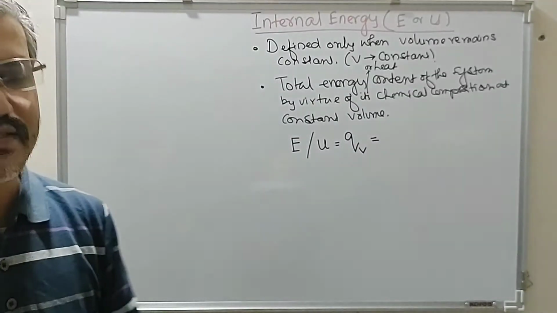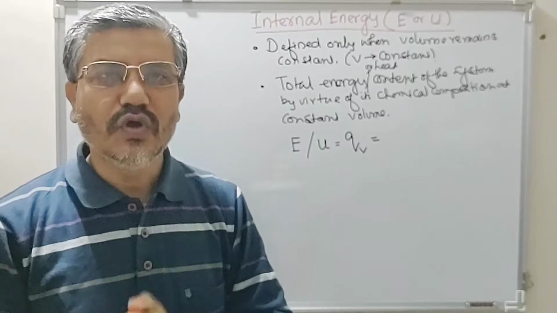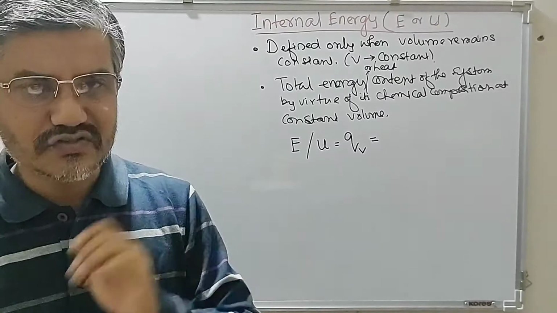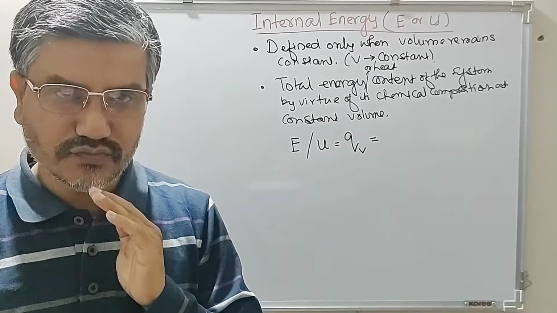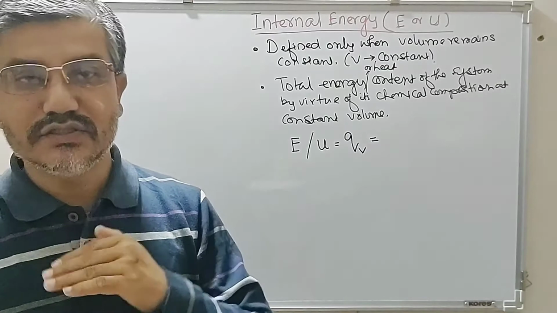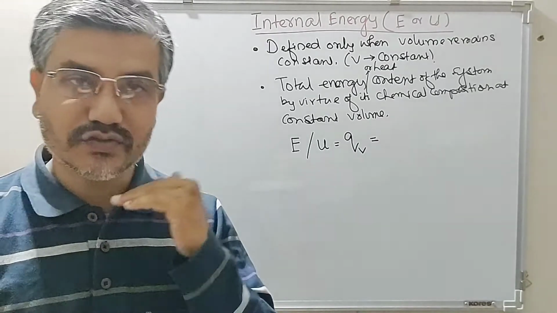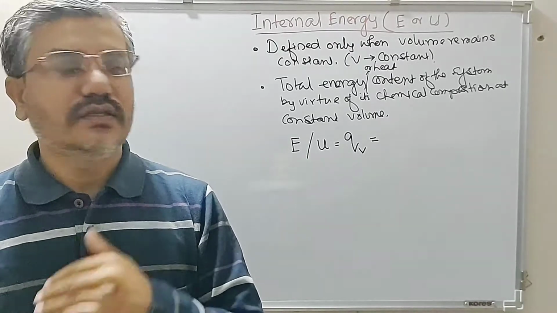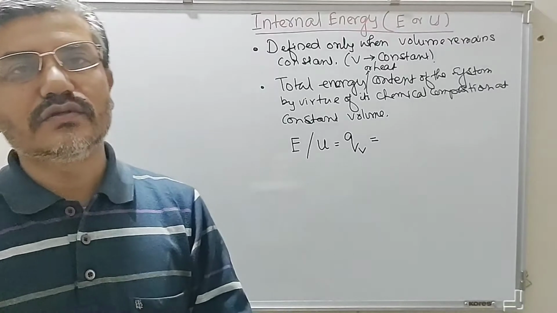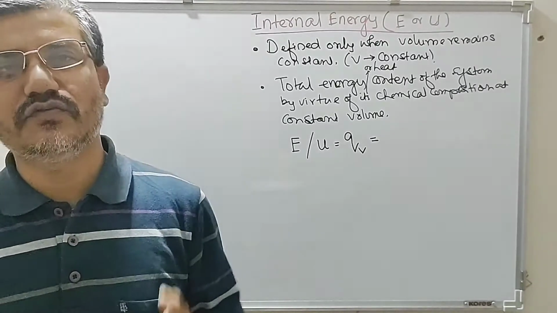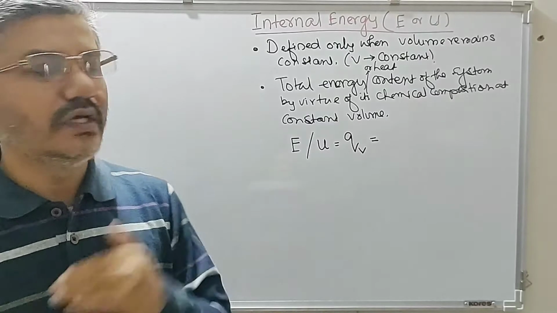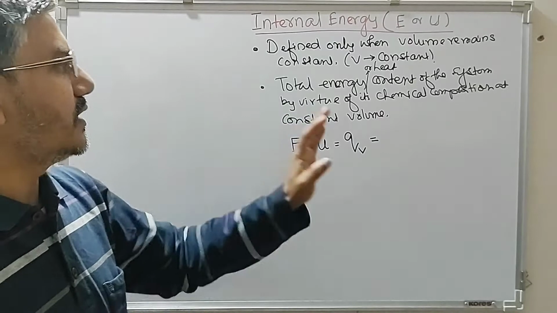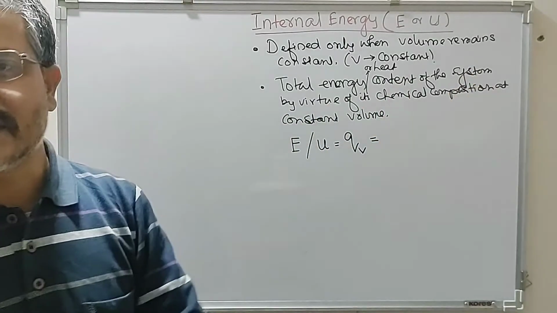Suppose we have an ideal gas inside a container. So this ideal gas will have different types of energy. So energy due to translational motion, energy due to vibrational motion, energy due to rotational motion, energy due to electron-electron repulsion, energy due to electron-proton interaction, then energy due to chemical bond, and all such types of energies that we can include. That energy is what we call the total energy contained at constant volume by virtue of its chemical composition.